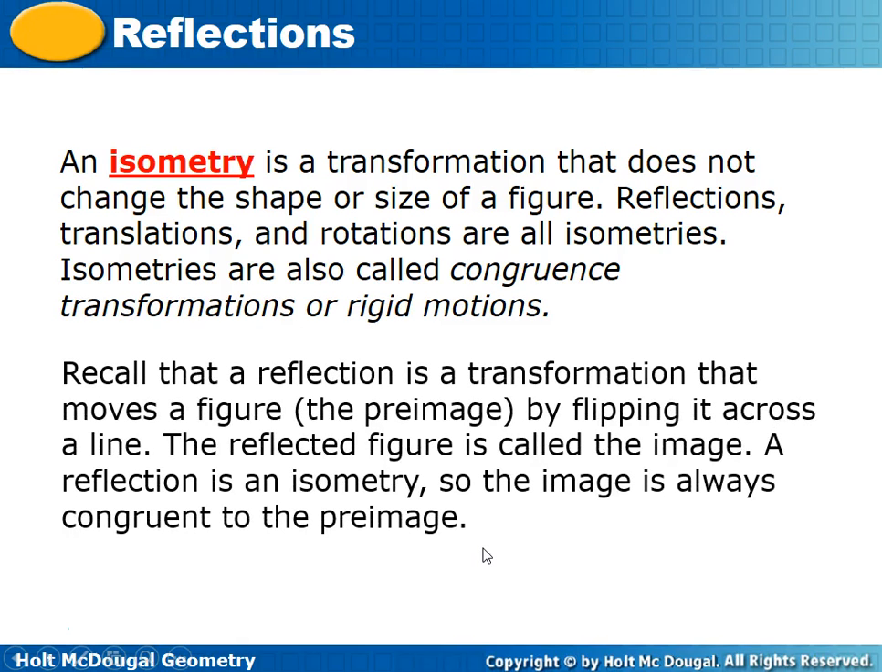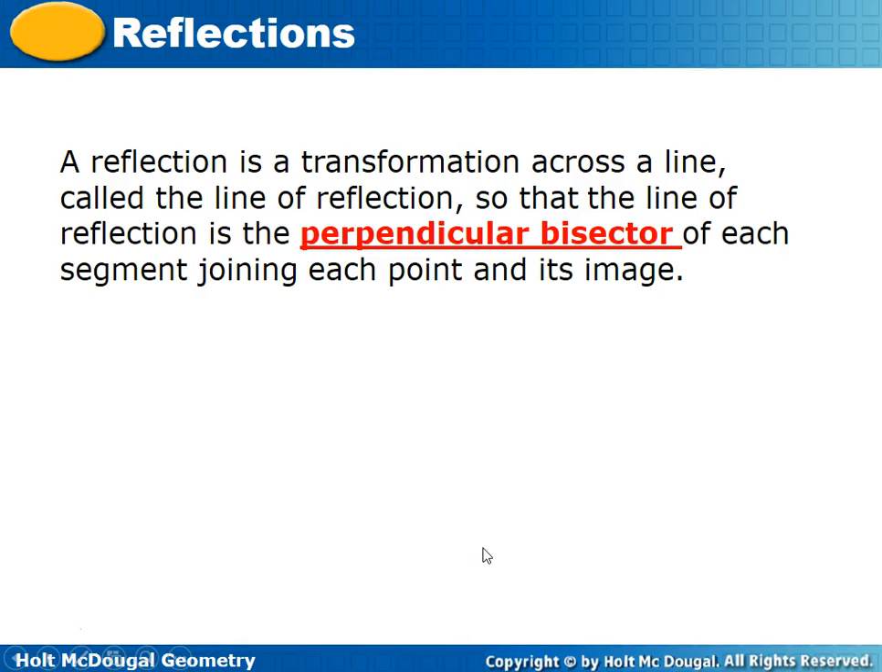You guys should recall that a transformation moves a figure, the preimage, by flipping it across a line. The reflected figure is called the image. A reflection is an isometry, so the image is always congruent to the preimage. When we talk about reflections, we're going to reflect them across a line, and that's called the line of reflection. And then that line of reflection becomes a perpendicular bisector to every segment that joins each point in its image. And you're going to see how that works as we work through the lesson today.